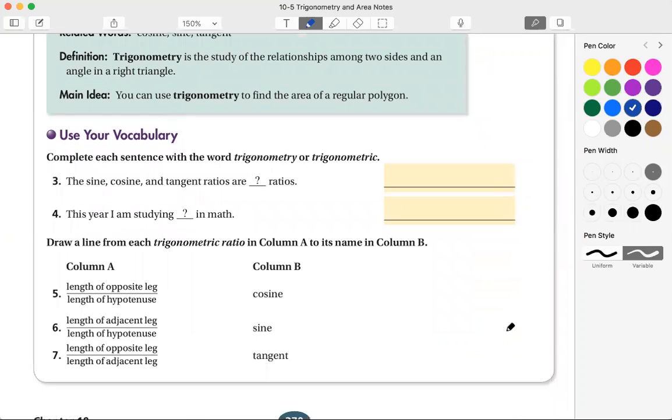The sine, cosine, and tangent ratios are what we call trigonometric ratios. This year, I am studying trigonometry in math. So draw a line from each trigonometric ratio in column A to its name in column B. All right, so sine is opposite over hypotenuse. Cosine is adjacent over hypotenuse. And tangent is opposite over adjacent.